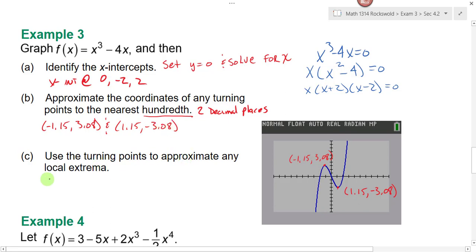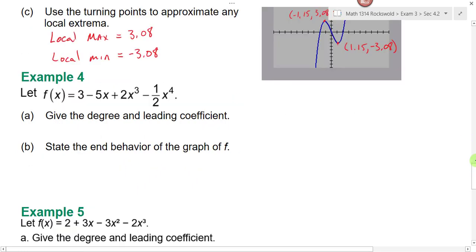What will my local maximum be? What is my local maximum value? No, not negative 1, 3.08. The local max and the local min are the y values. Where they occur is the x values. So what's my local minimum? Negative 3.08.